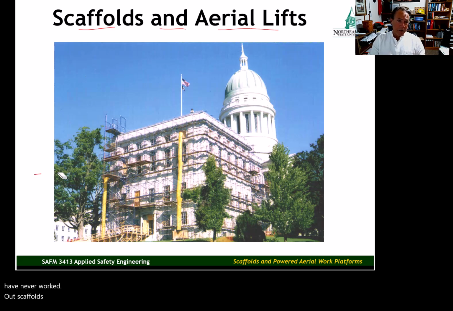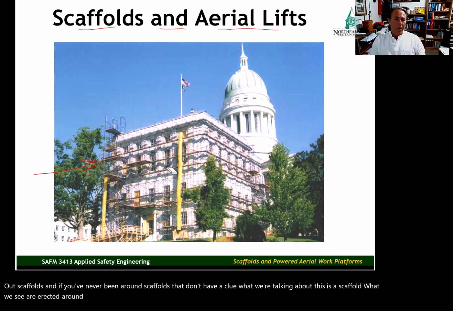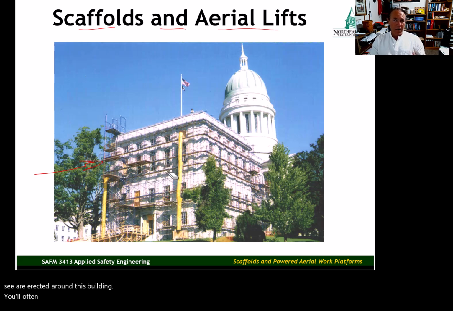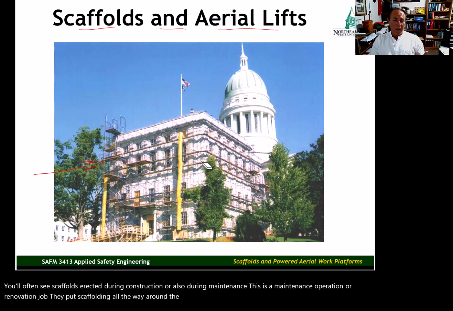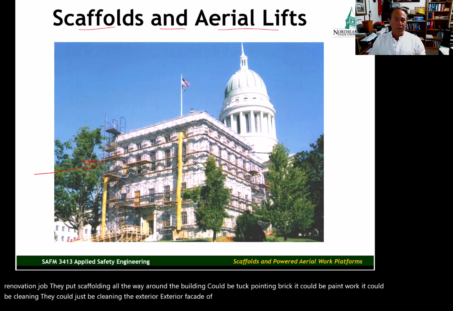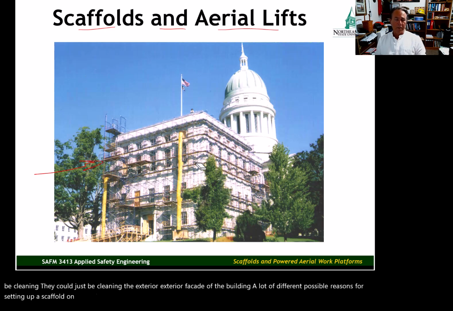And if you've never been around scaffolds and don't have a clue what we're talking about, this is a scaffold, what we see erected around this building. You'll often see scaffolds erected during construction or also during maintenance. This is a maintenance operation or a renovation job. They put scaffolding all the way around the building. It could be tuck pointing brick. It could be paint work. It could be cleaning. They could just be cleaning the exterior facade of the building. A lot of different possible reasons for setting up a scaffold on a multi-level building like this.